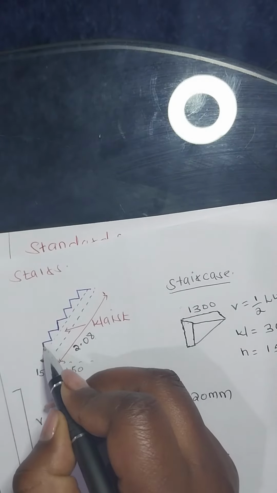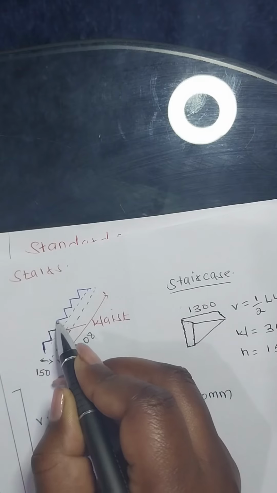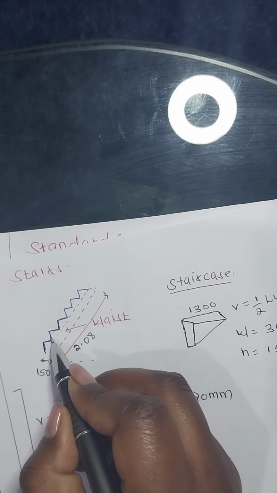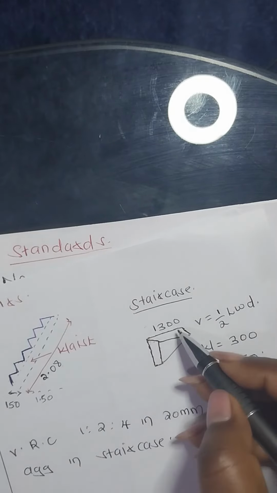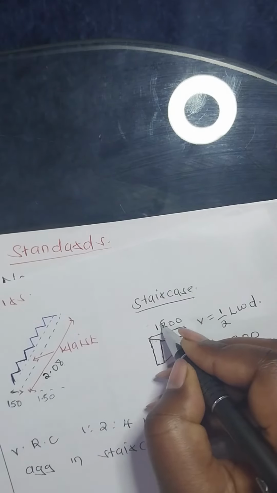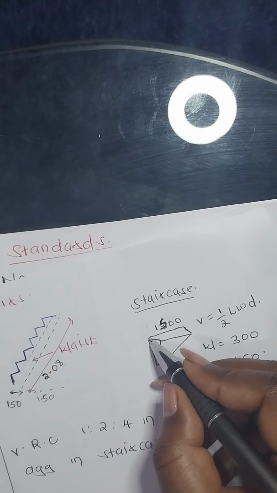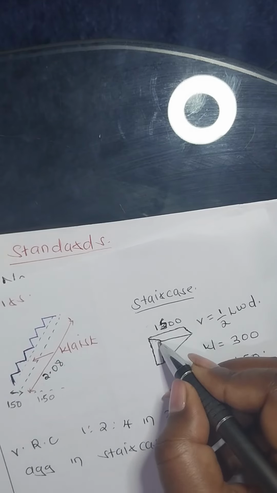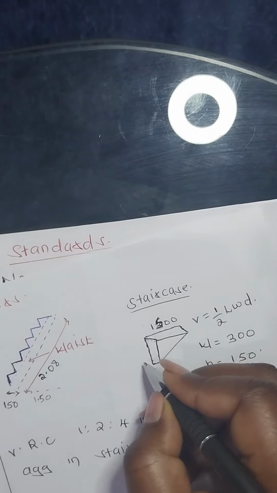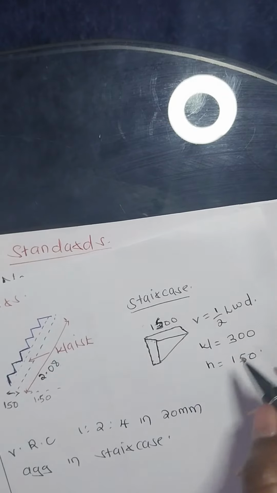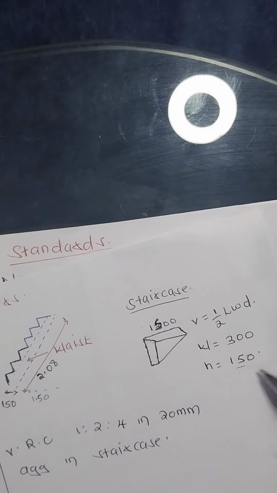Now, what remains is this one, the triangles that are formed here. The triangles. So we need the length, the width, and the depth. Now, this is our triangle here. So this is 1500. That is the width of the tread. And then the length, sorry, the width, we were told they are 300 wide, and then the depth is the height of the riser, which is 150.